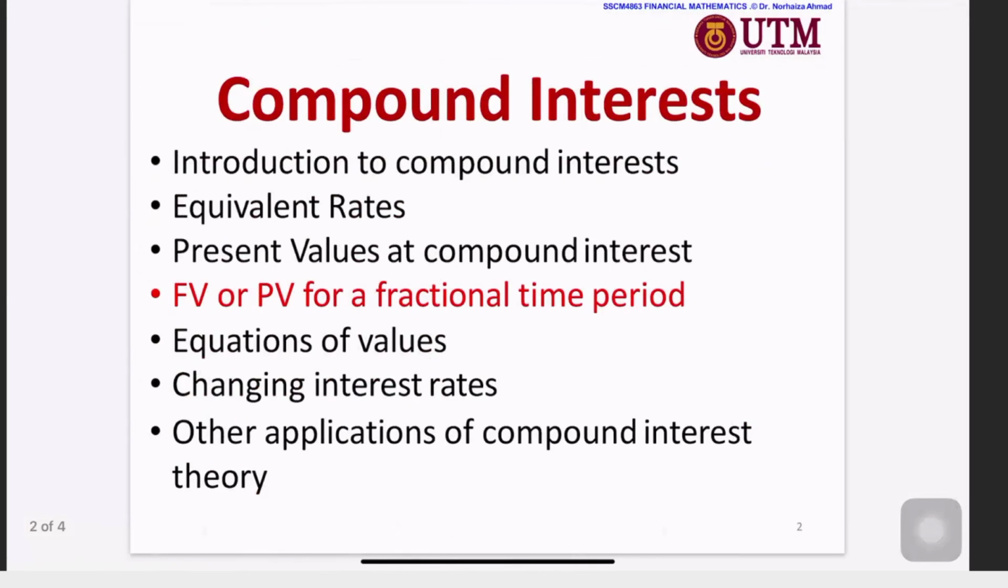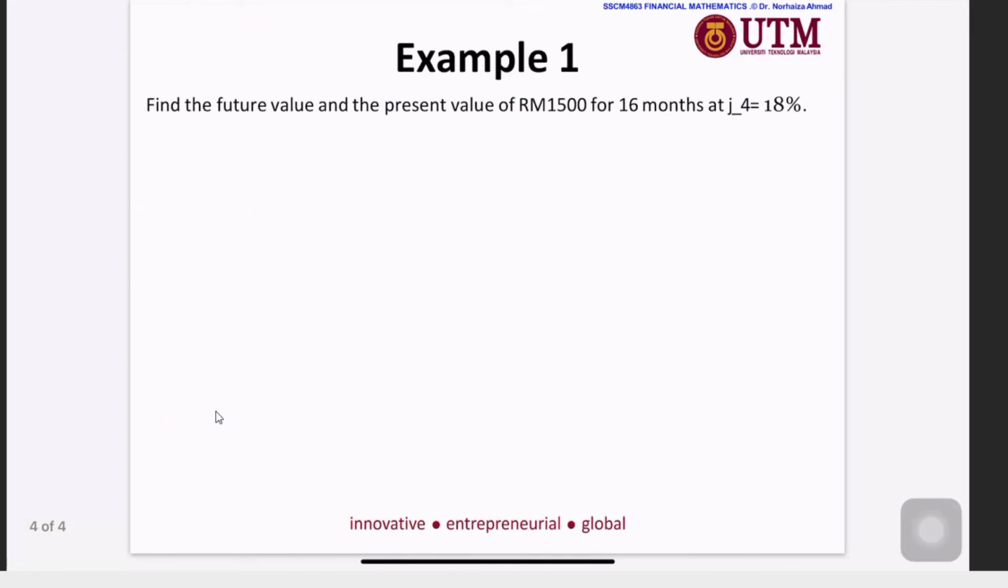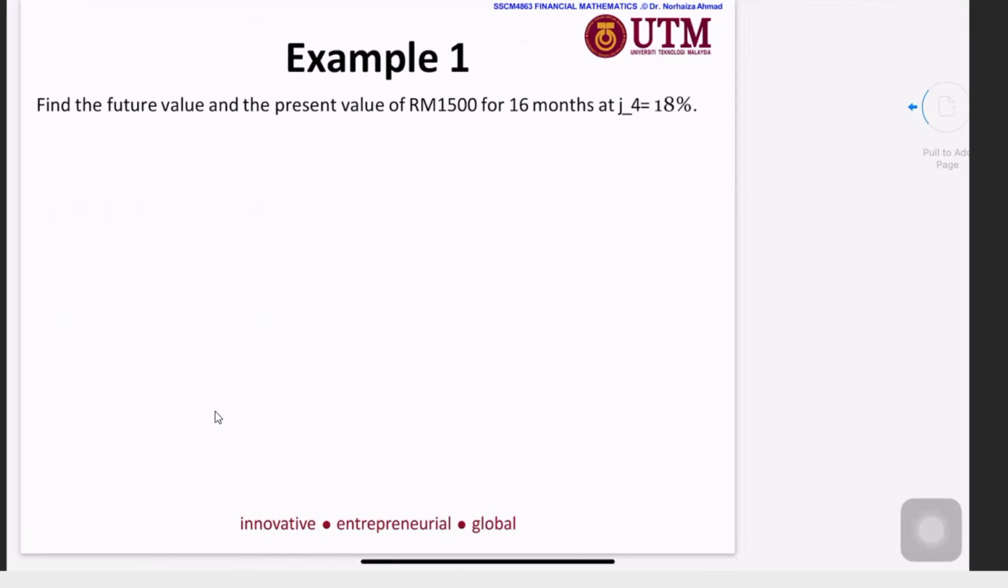Okay, now let's look into compound interest, the future value or the present value for a fractional time period. This is what we have learned before. I forgot to delete this one. This is the formula of the future and present value for compound interest. Previously we learned that n is an integer. Now what if n is a fraction? Let's look at this example one.